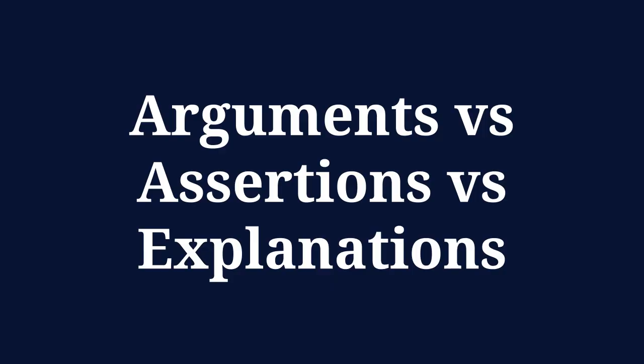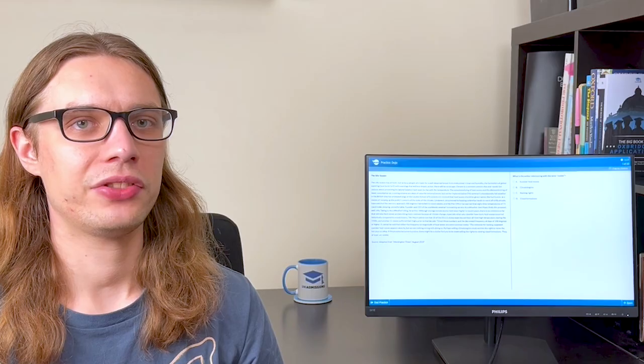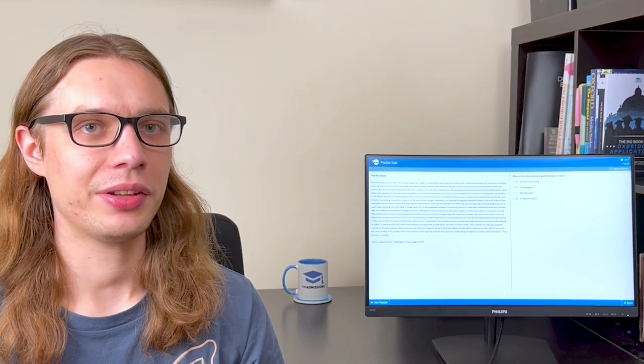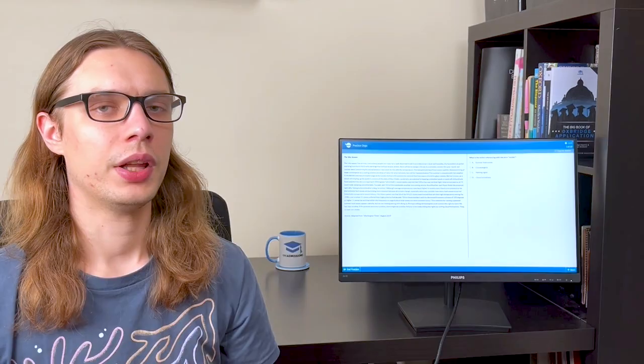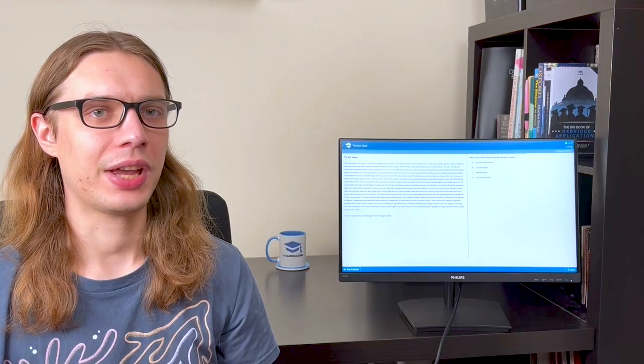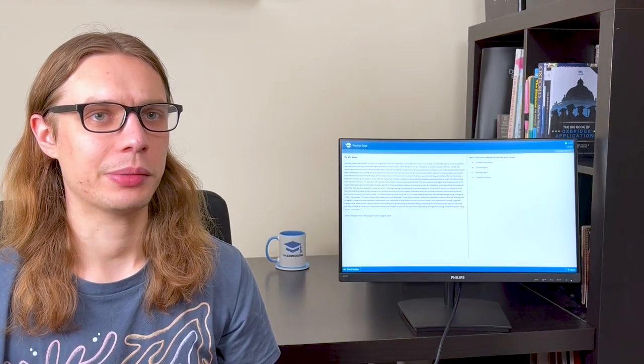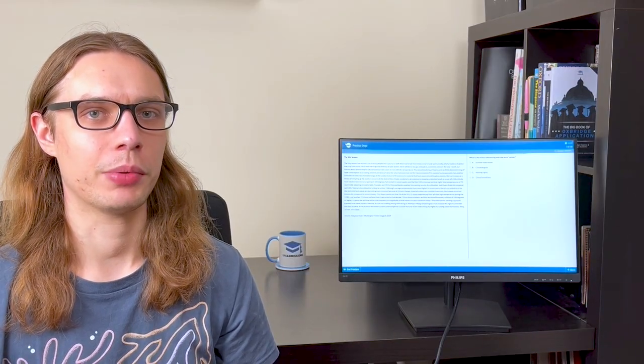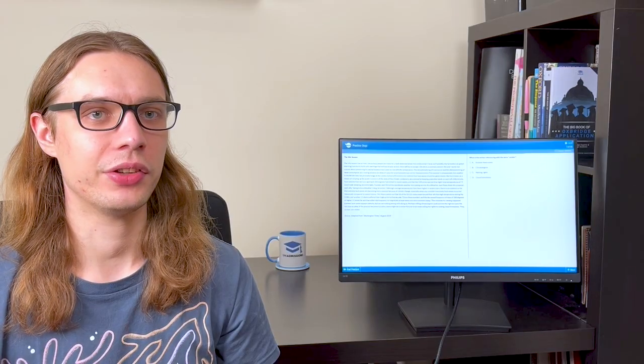Lastly, arguments versus assertions versus explanations. An argument is generally an attempt to persuade, providing a premise or evidence, and a conclusion. An assertion is more of a direct statement of fact, while an explanation is similar to an argument but does not make an attempt to persuade, but rather describes why something is the way it is using facts.